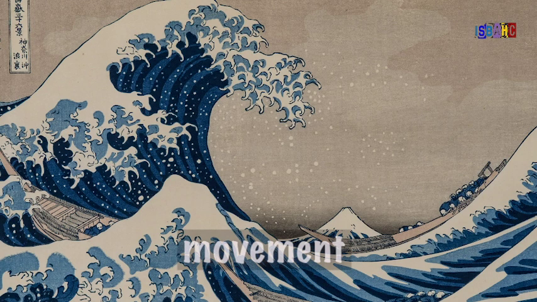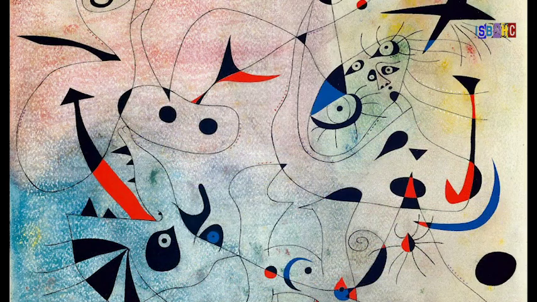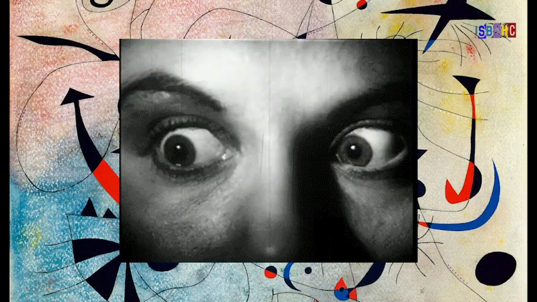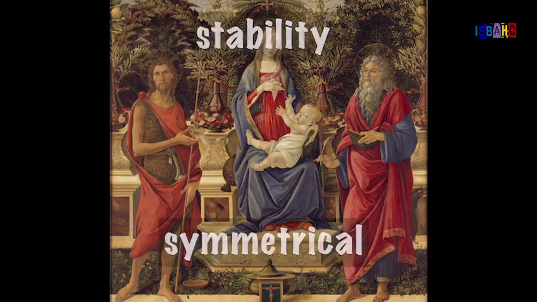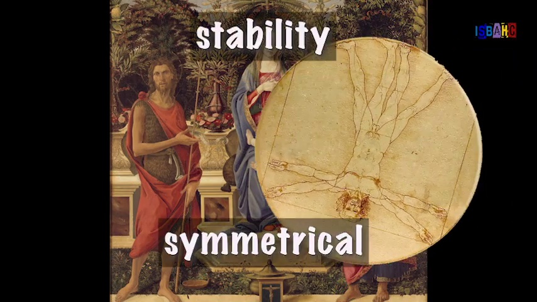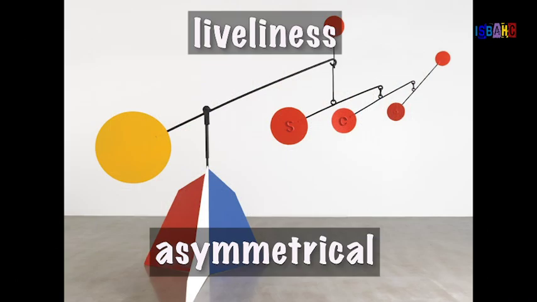In a 2-dimensional artwork, there can be the illusion of movement, but movement can also refer to how the artist places the elements in a painting to move the viewer's eye around the picture. Likewise, the placement of elements can create a sense of stability using symmetrical balance, or a sense of liveliness using asymmetrical balance. Like a dancer, if an artwork gets too out of balance, it can fall flat on its face.